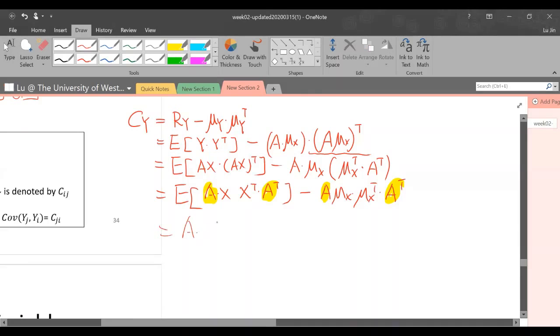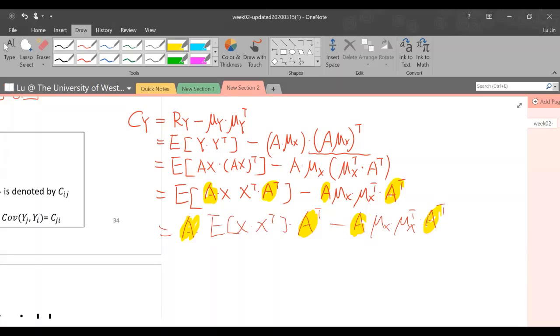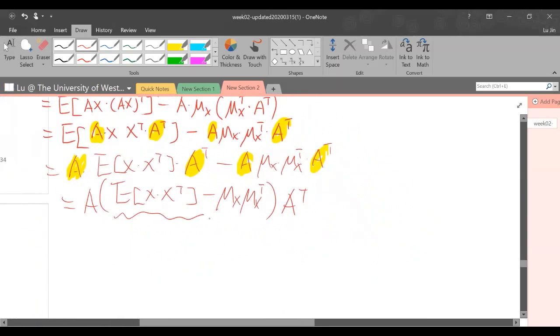So that gives us A by expectation of X transpose by A transpose minus A by mu X transpose A transpose. Again, focus on the position of A and A transpose in the two terms. We can just move the A and A transpose out of the two terms, or abstract them out of the two terms. So we will be able to derive A by A transpose, with the brackets containing E of X X transpose minus mu X transpose. What is this? That's the Cx. Then we derive the result.